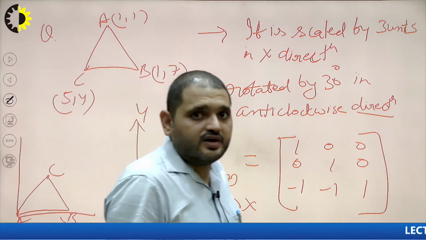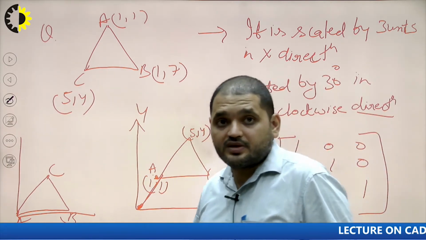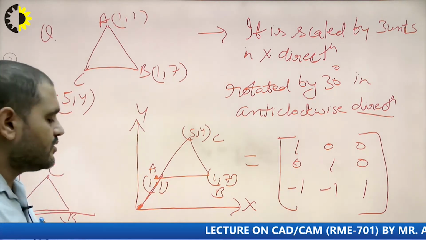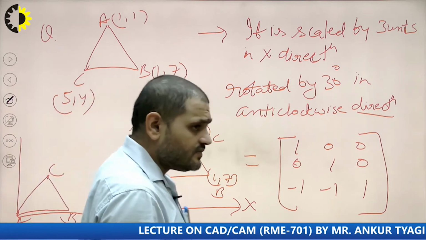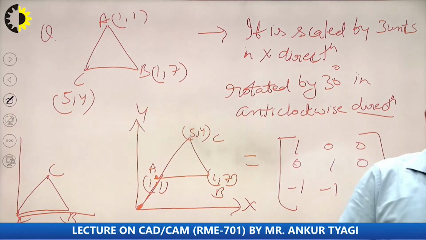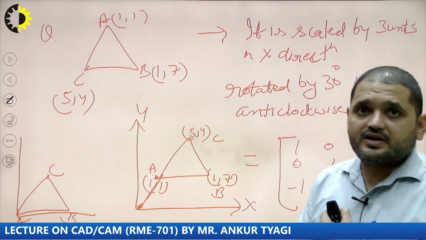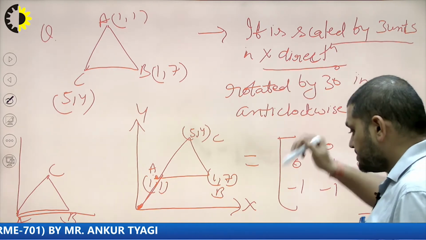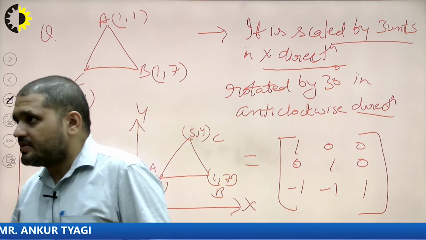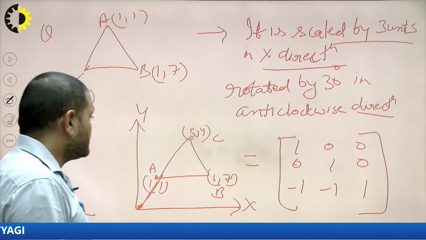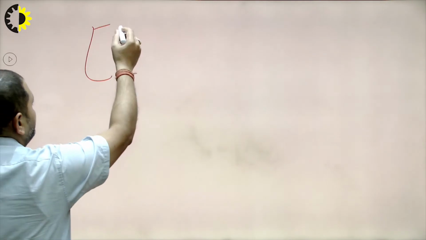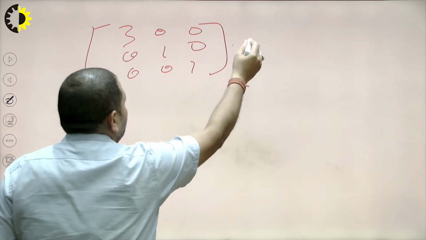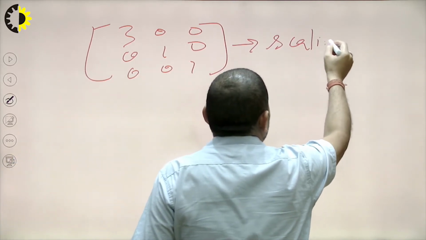Now, since point A is aligned with the origin, we can easily rotate this triangle. The triangle is to be rotated by 30° in anti-clockwise direction. So we can apply the rotation matrix here. But before applying the rotation matrix, something else is also given here. It is scaled by 3 units in x direction. So scaling is to be done. So the scaling matrix in x direction will be 3, 0, 0, 0, 1, 0, 0, 0, 1. This will be the scaling matrix for 3 units in x direction.